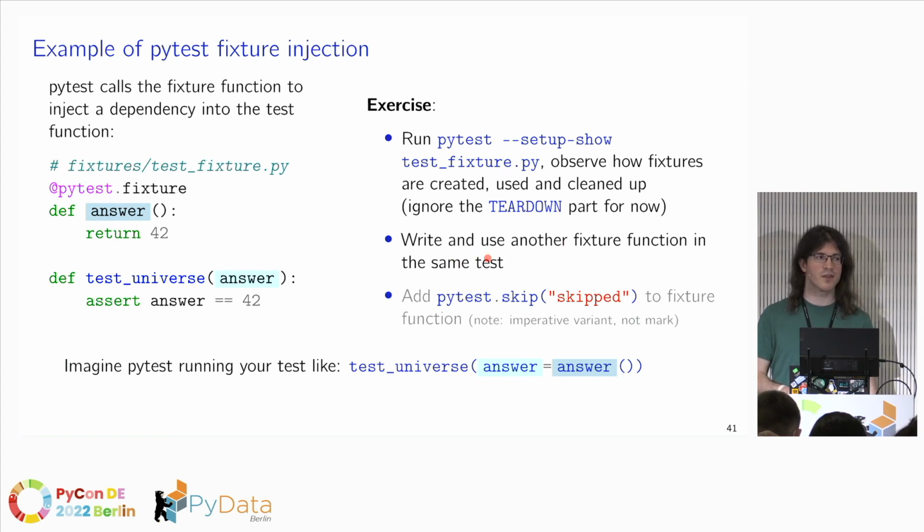Then write and use another fixture function in the same test, or you could also write another test using it, just to get some experience, especially if you haven't used fixtures before. And finally, if you have some leftover time, you could add PyTest skip, the imperative variant, so using a function call, to the fixture function and see what happens when you do so.